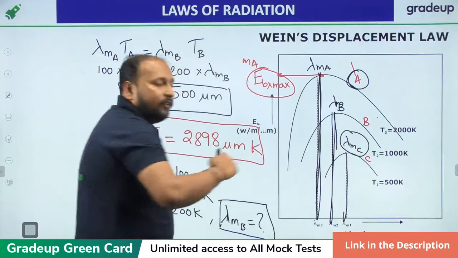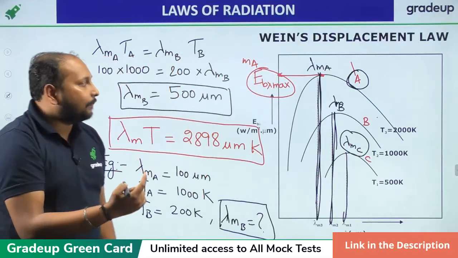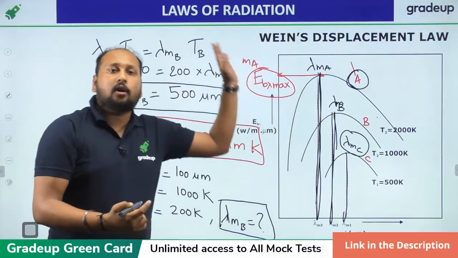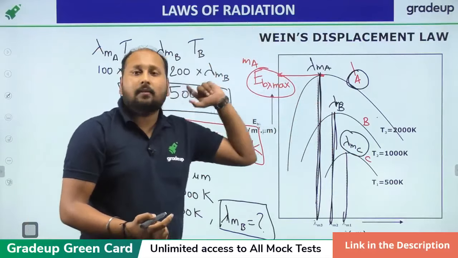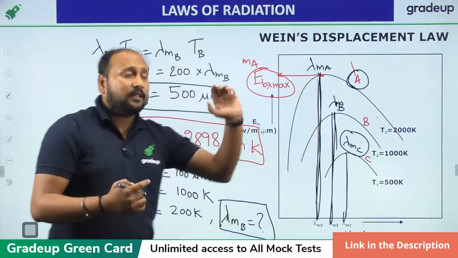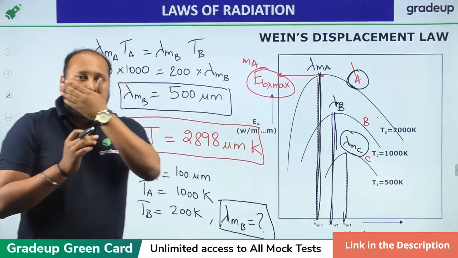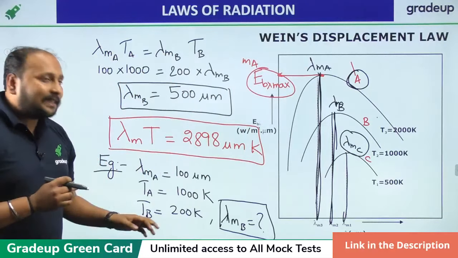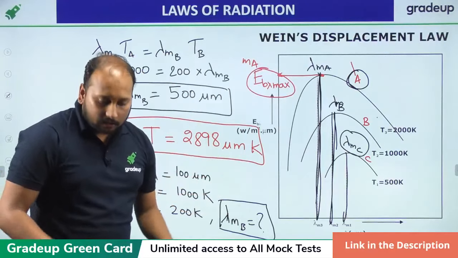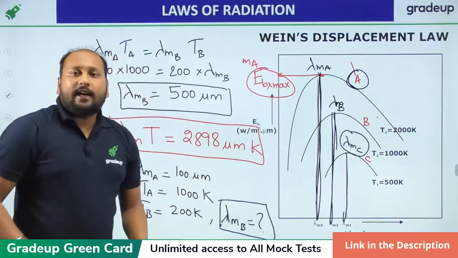Clear? So if your temperature is increasing, what will happen? Your curve will shift towards the left. That means the maximum wavelength corresponding to the maximum emissive power will be decreasing. So this is the concept behind Wien's displacement law. Clear? If this is clear, shall we move to the next law of radiation?